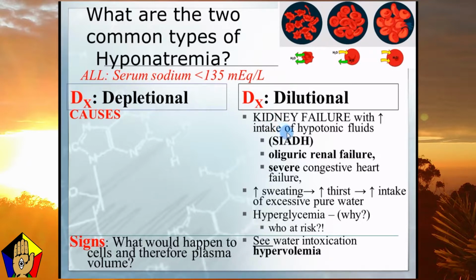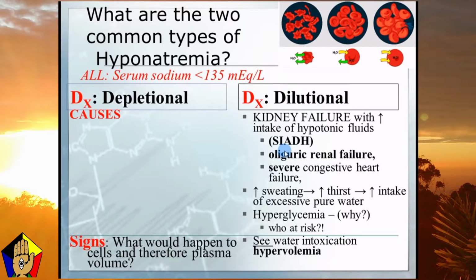So maybe you have something called SIADH. It's called syndrome of inappropriate ADH. You release too much ADH. What does ADH do? It's an anti-diuretic, which means you retain water. You keep water, and it dilutes your salt. So SIADH. It could be oliguric renal failure.